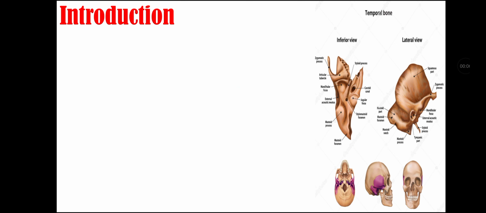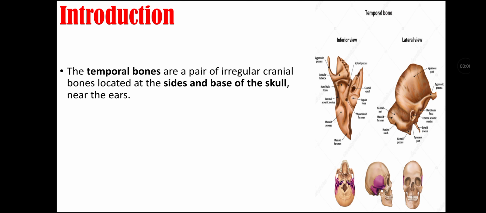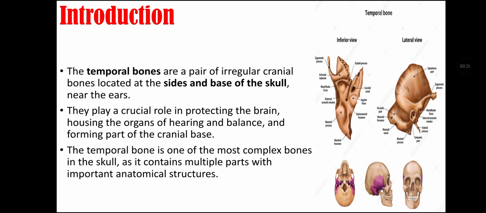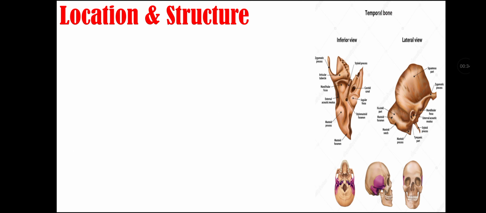So let's start our topic with introduction. Temporal bones are a pair of irregular cranial bones located at the side and base of the skull near the ears. They play a crucial role in protecting the brain, housing the organs of hearing and balance, and forming part of the cranial base. Temporal bone is one of the most complex bones in the skull as it contains multiple parts with important anatomical structures.